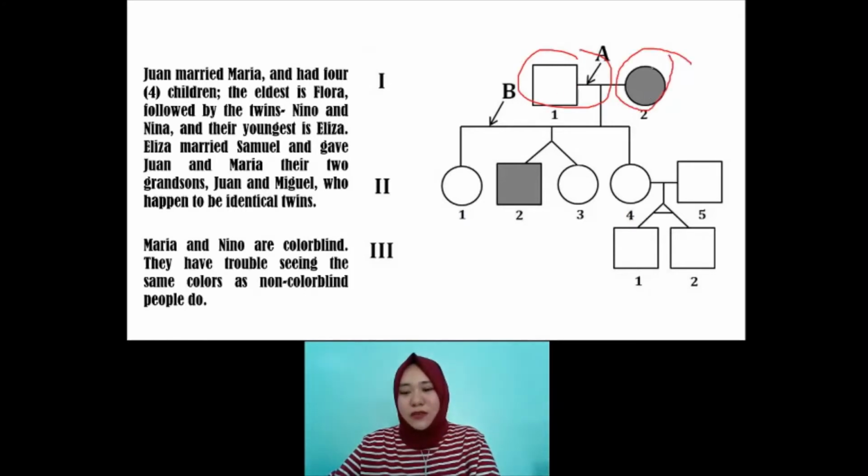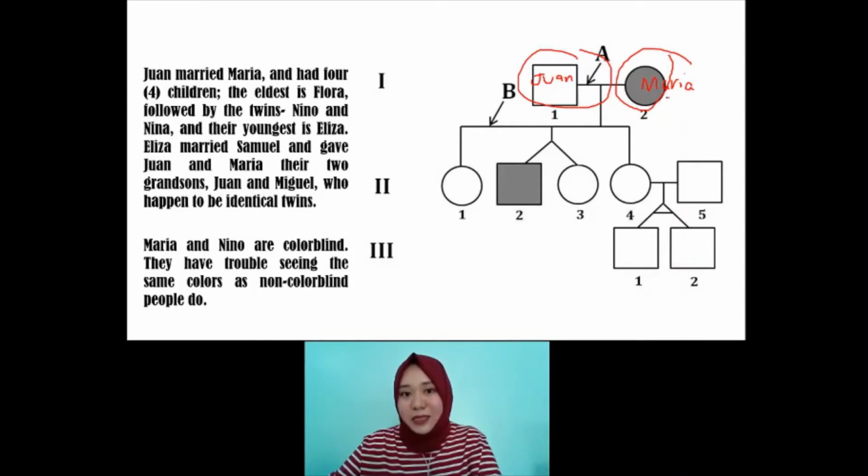If you could differentiate the shapes, you could see that Juan, I will try to write, and then this is Maria. If you compare the shapes, Juan is represented by a box and Maria is represented by a circle. We don't just assume this, it is actually a rule. In a pedigree chart, males are represented by boxes or squares, and females are represented by circles.